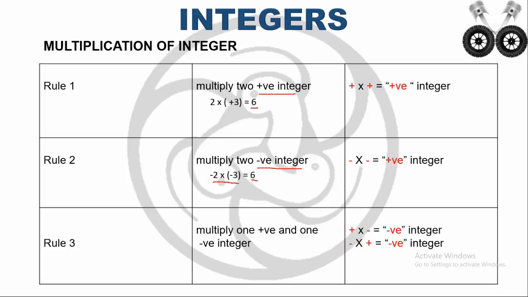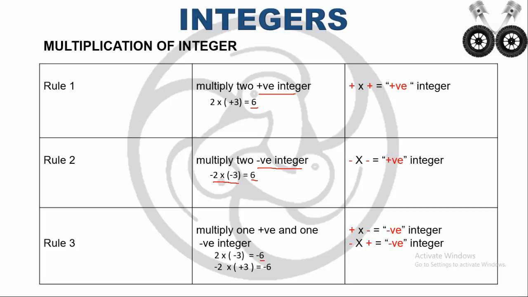So the third rule is for multiplying one positive integer and one negative integer. That means you have to multiply and write the product with the negative sign. So for example, 2 into minus 3. 2 is the positive integer and minus 3 is the negative integer. That means I have to multiply and write the product as 6 with the negative sign. So minus 6 is the answer.